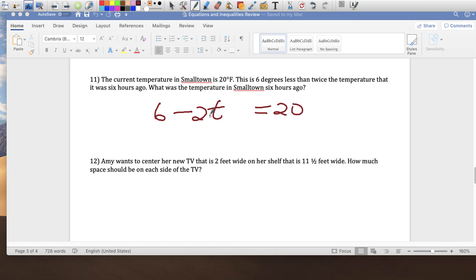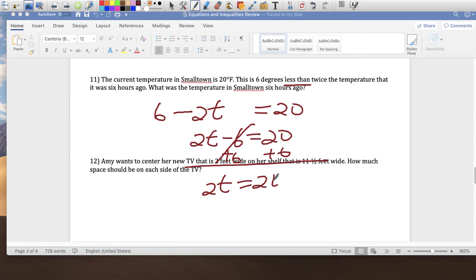So that's our equation. Okay, so this is equal, but remember, this is a turnaround word, so in actuality it's going to be 2t minus 6 equals 20. Add 6 to both sides, you're going to get that 2t equals 26. Divide both sides by 2, and t equals 13.